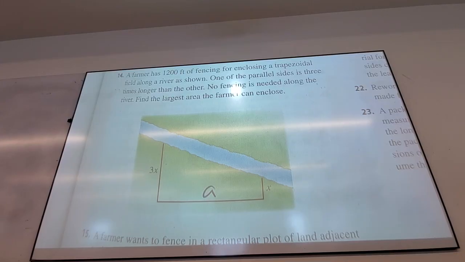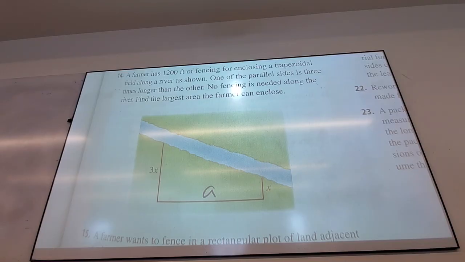So what do they just tell us that we physically know for sure? What's the only thing we know for certain? We know 1,200 feet of fencing. Don't tell me x and 3x, because I don't know what those are. I just know one's 3 times the other. I don't know that for certain, do I? 1,200 feet of fencing. I know that, don't I?